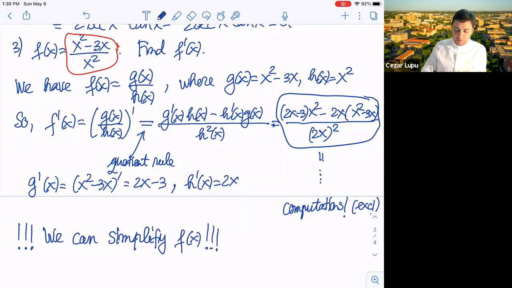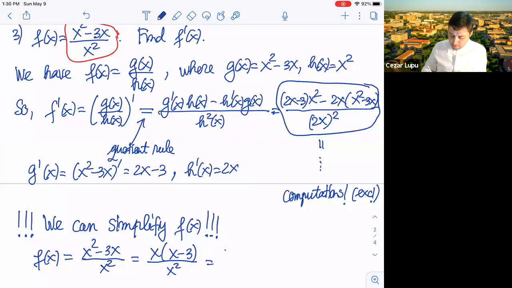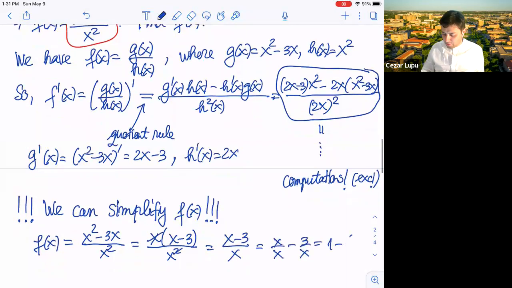Let's do it. So we write f of x as x squared minus 3x over x squared. And this would be x squared over x. In fact, we can even factor an x if we want. So this will be x times x minus 3, everything over x squared, which is x minus 3 over x, right? Or if you want, this would be x over x minus 3 over x. Or if you want, this would be 1 minus 3 over x. Wow. Look how simple this looks now, right?